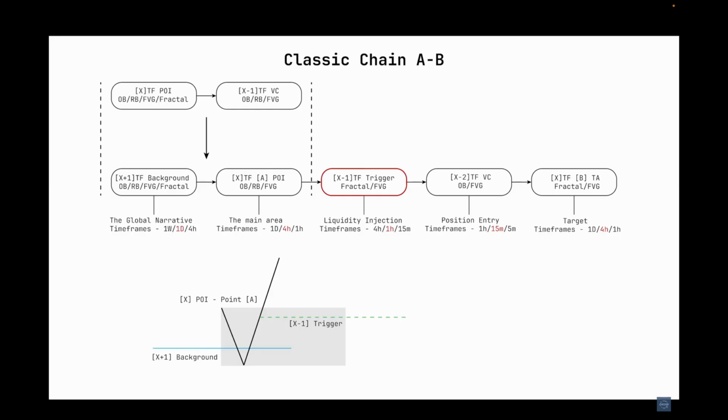The third variable will be located on the X-1, in our case, the 1-hour time frame. This variable should have a trigger function that provides liquidity in the market. This can be either a fractal point or a fair value gap inside or near the POI. The fourth variable completes the chain and allows us to enter a position. We need to get volume confirmation on X-2, which is the 15-minute time frame after the price has tested the FVG or made a liquidity raid at the fractal point.